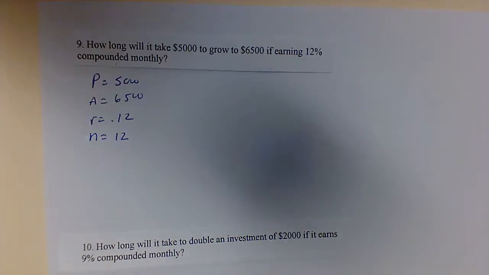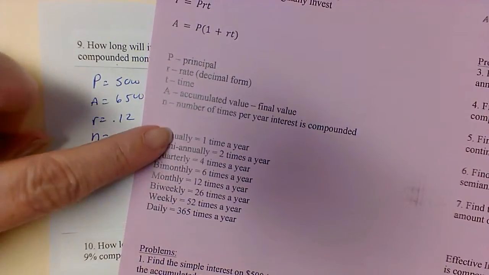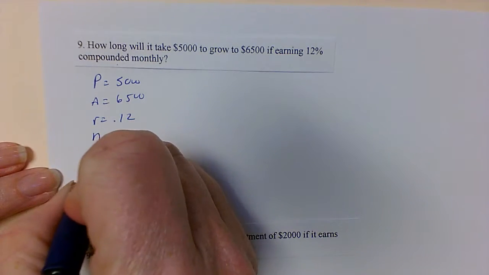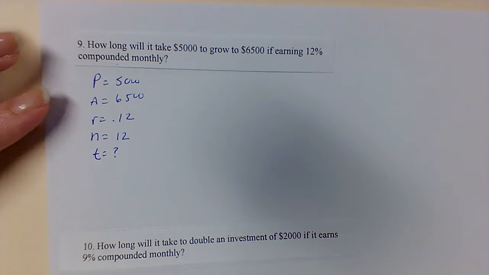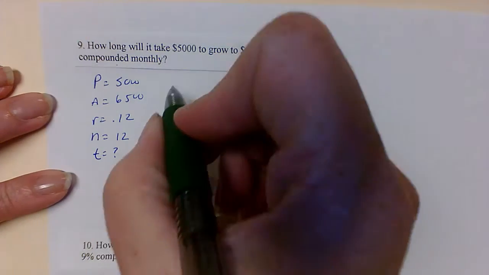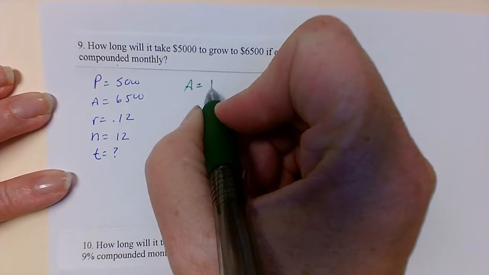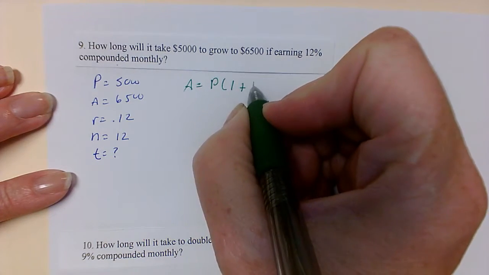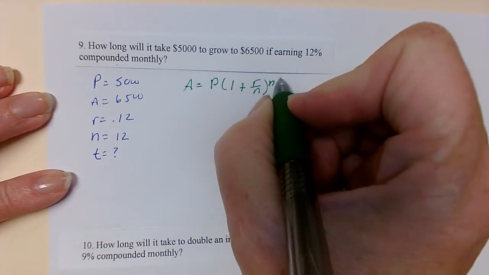If you were not here in class on Wednesday, those values can be found over here for how many times a year. All right, so we're looking to use one of our formulas that has all of these values, and we're looking for how long. So we are trying to find what t equals. So we're going to use our formula of A equals P times 1 plus R over N raised to the NT.